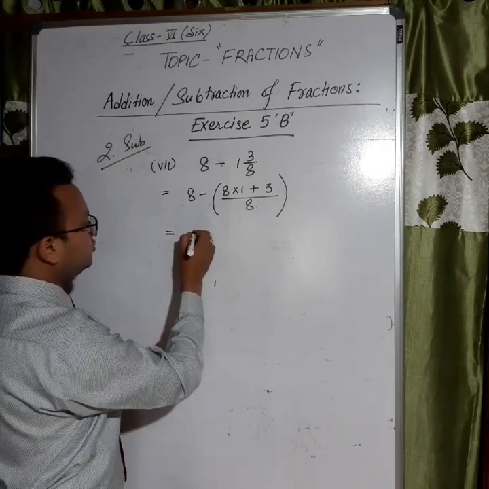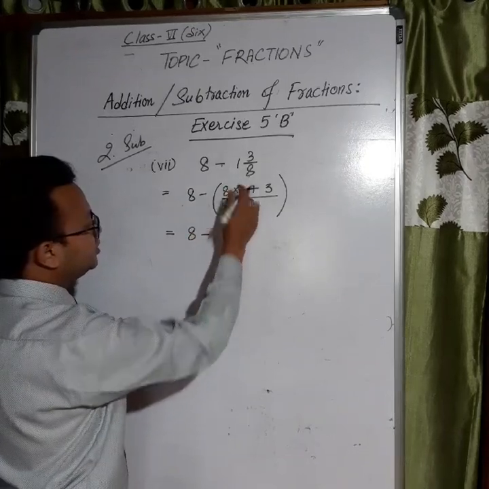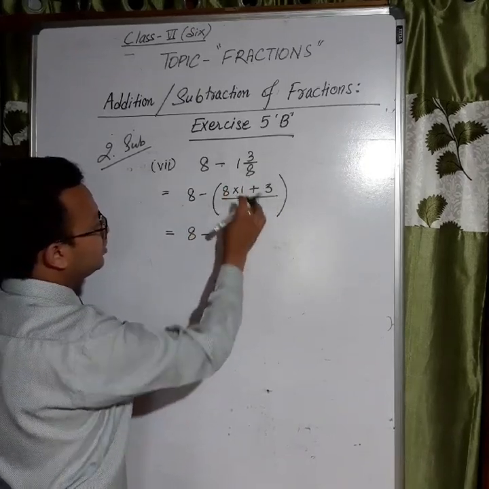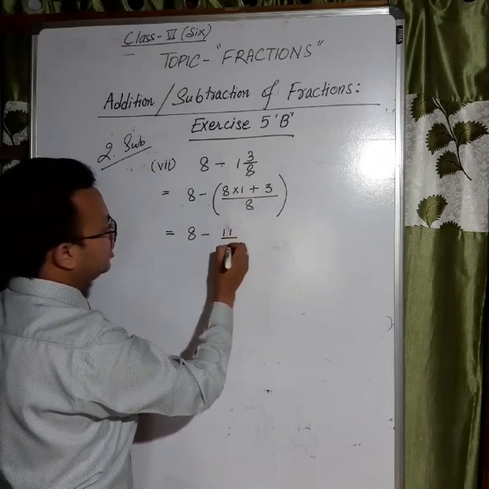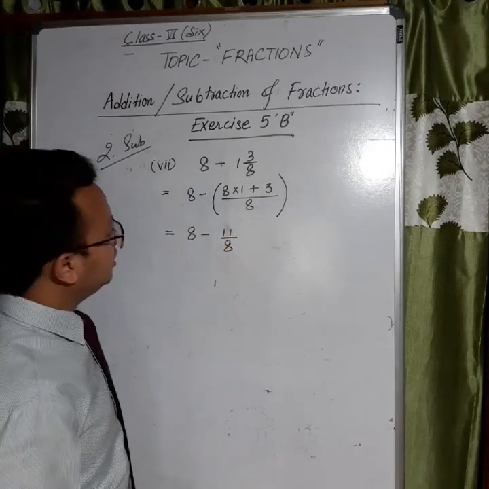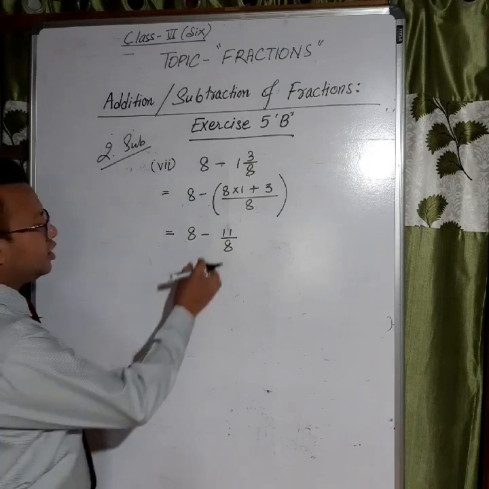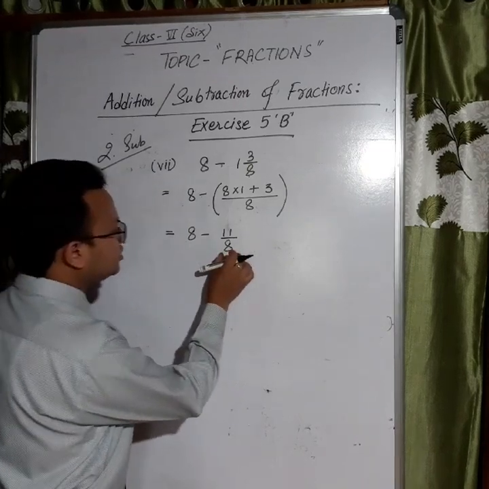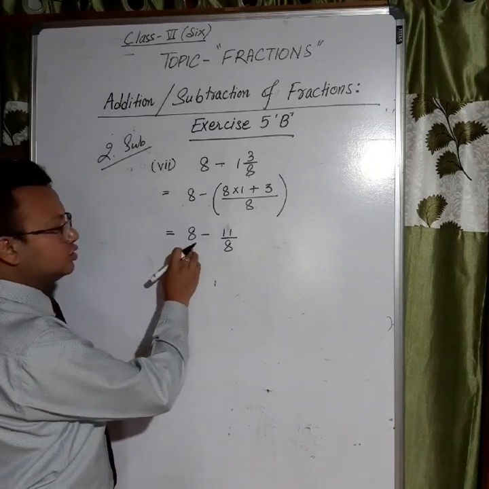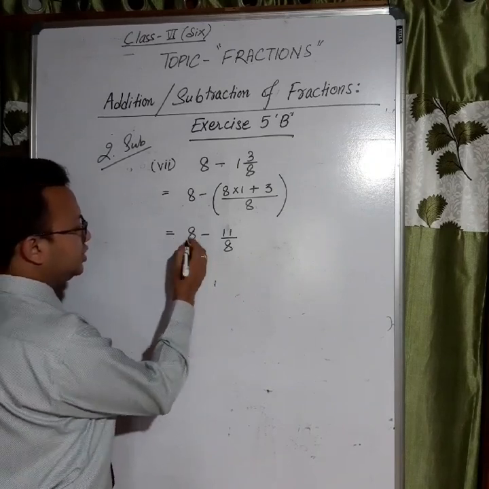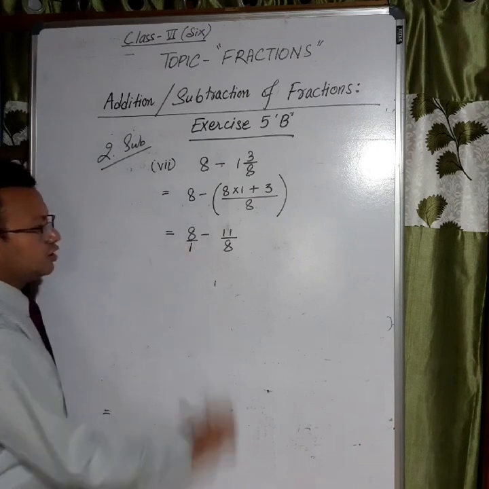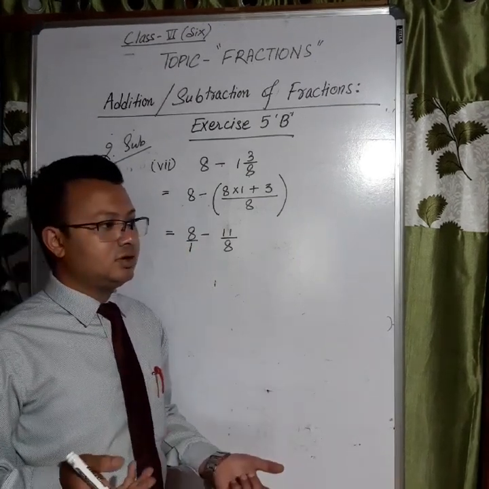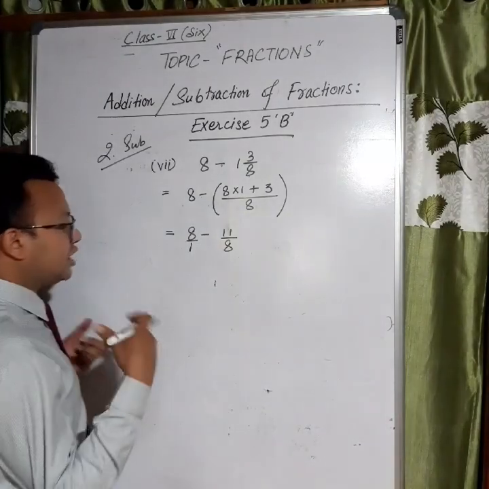So 8 minus 8 ones are 8, plus 3 is 11 by 8. So now we can easily check the denominators. So the denominator here is 8, and what about it? So if there is nothing, that means there is 1. It is not 0, because if you divide something by 0, it is not defined. So you cannot define it.